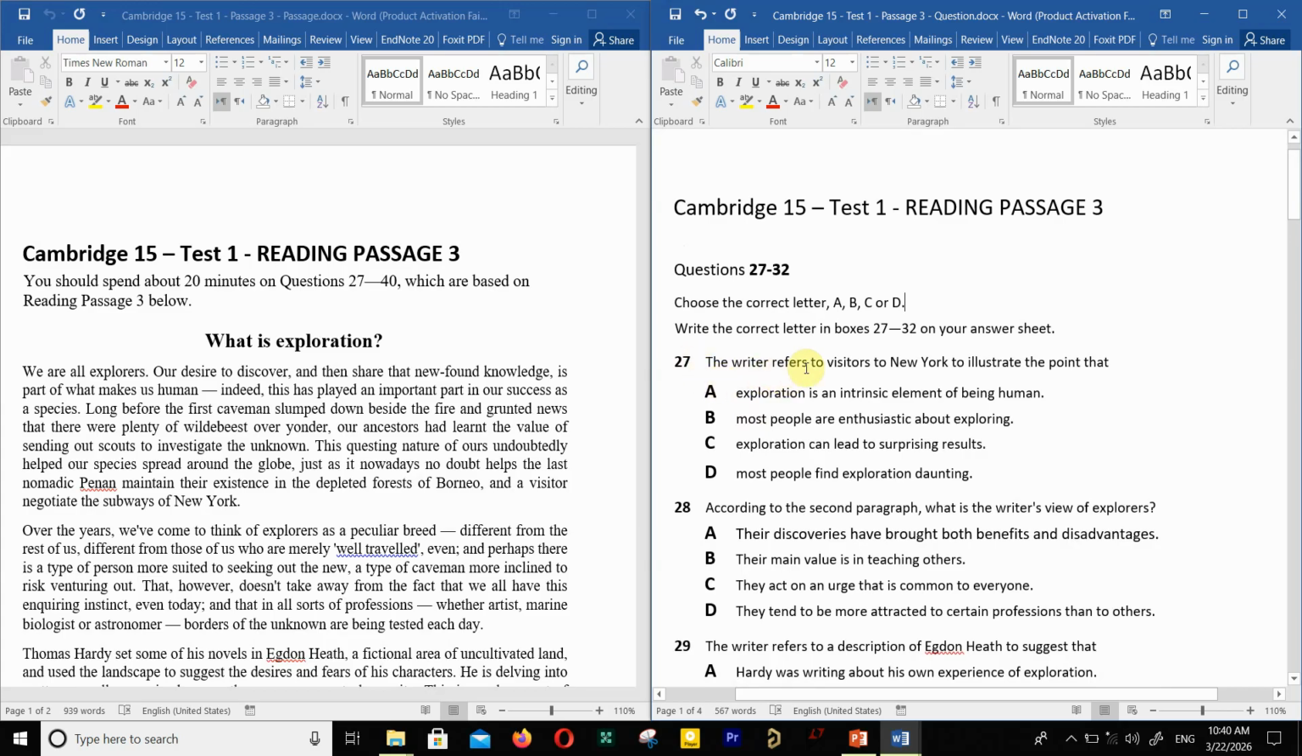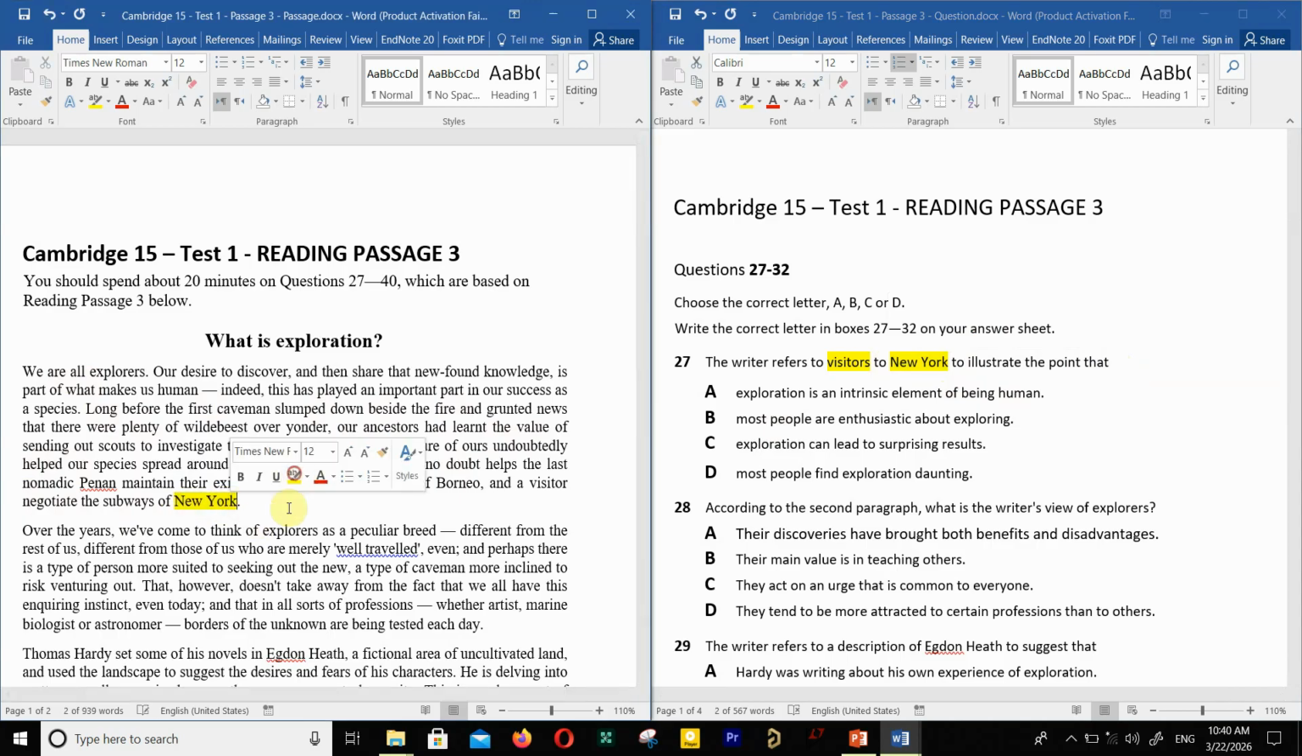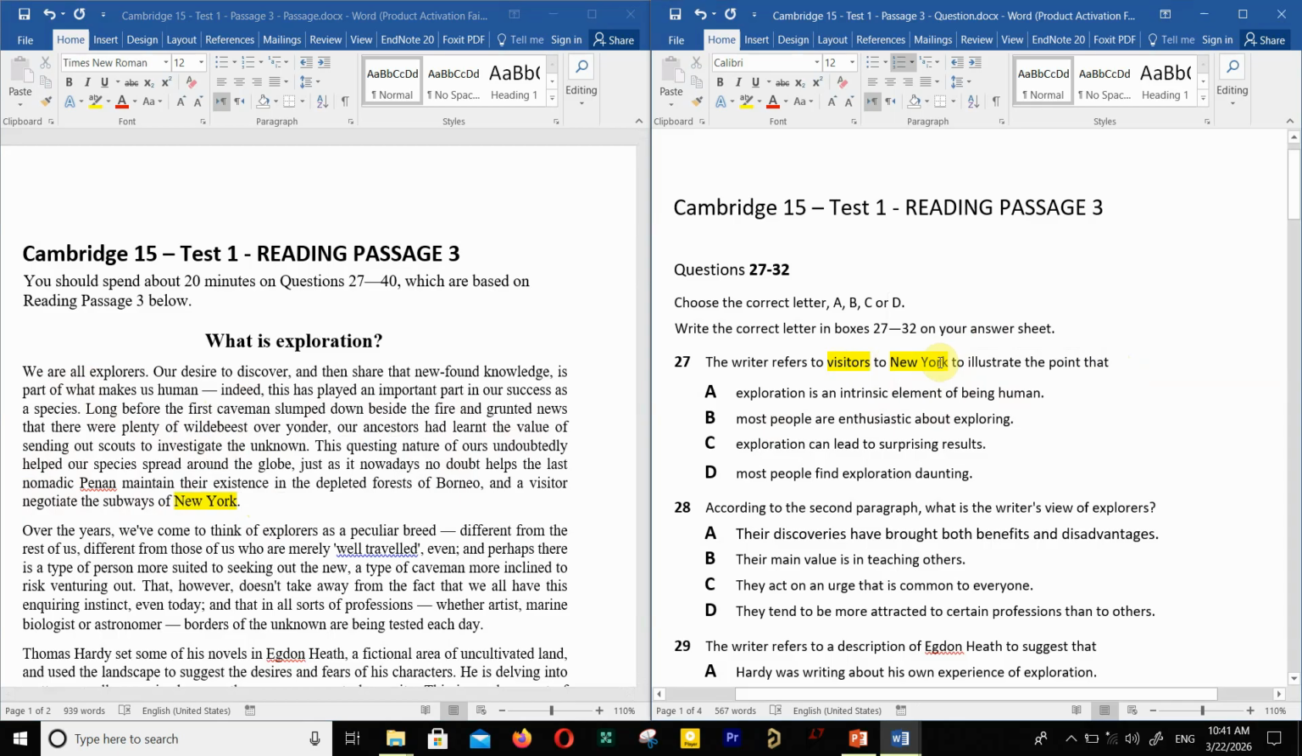Question 27: the writer refers to visitors to New York. Visitors to New York. So this is the keyword to illustrate the point. First, locate where New York is. New York is completely obvious in the passage with the capital letters. This is it. This is New York. So the answer lies in this paragraph 1, and it's about visitors to New York.